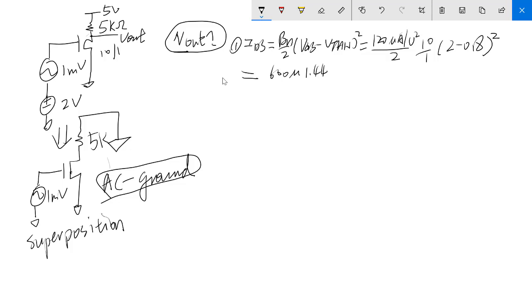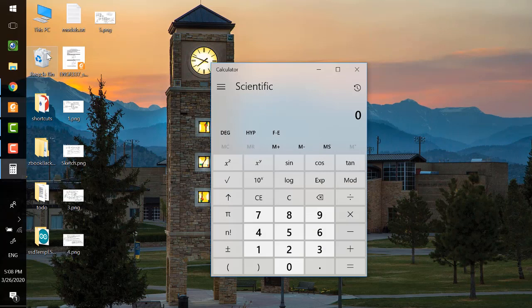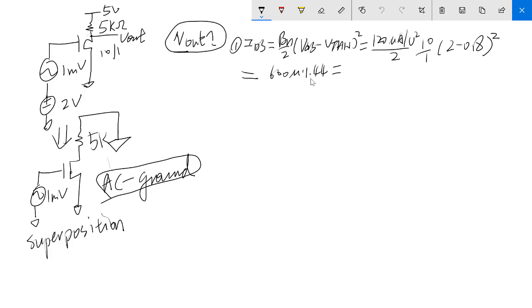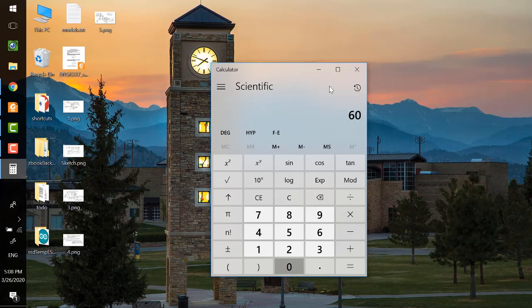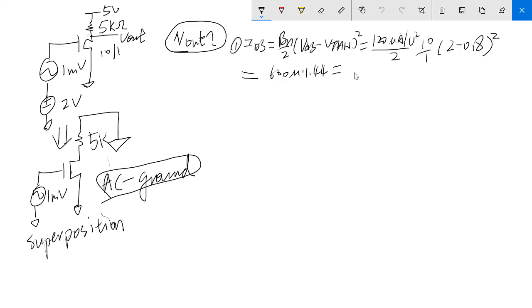All right, so this will finally be, let's use a calculator. So what is that? That's 600 times 1.44. All right, not too bad. 864. So that's 864.